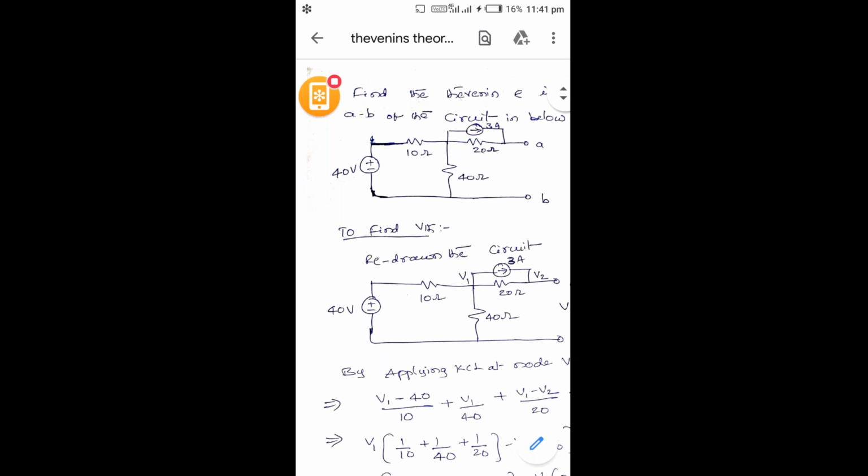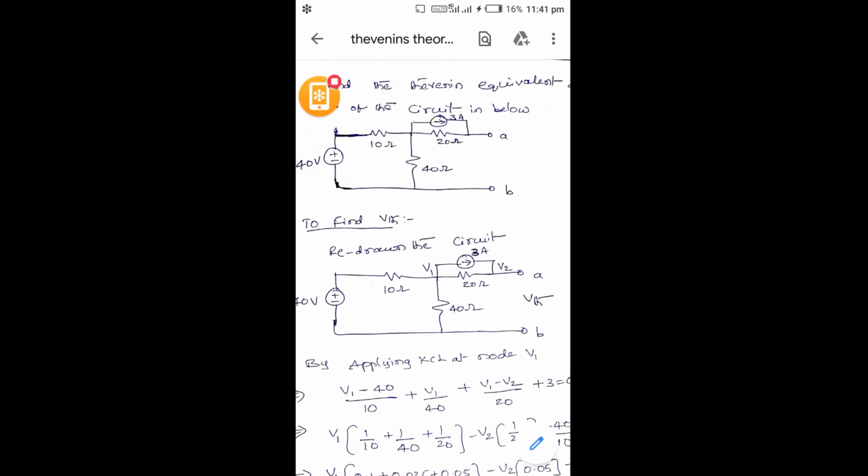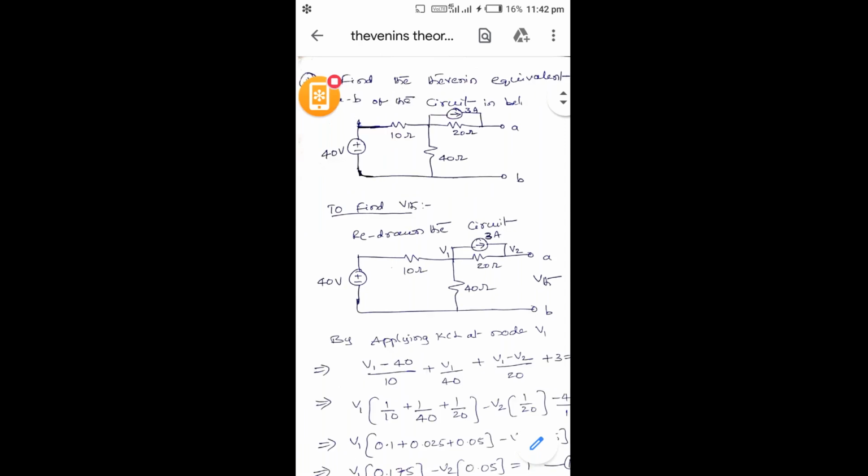Then you can observe this circuit. Across the 40 ohms, we assume the node voltage V1, and the 3 ohms and 20 ohms are connected in parallel across the A terminal. That terminal we assume as node voltage V2. So we have node voltages V1 and V2.